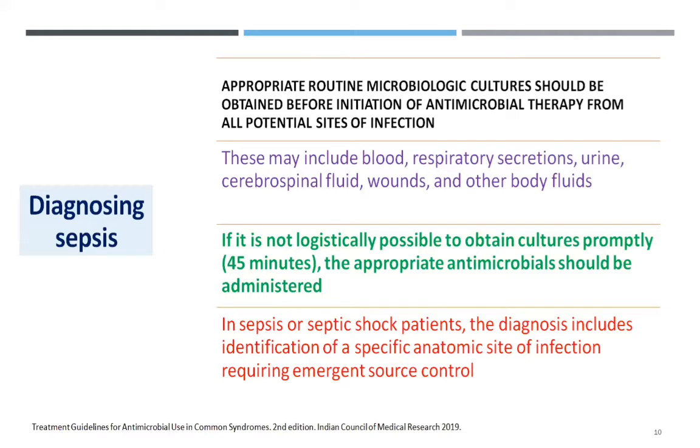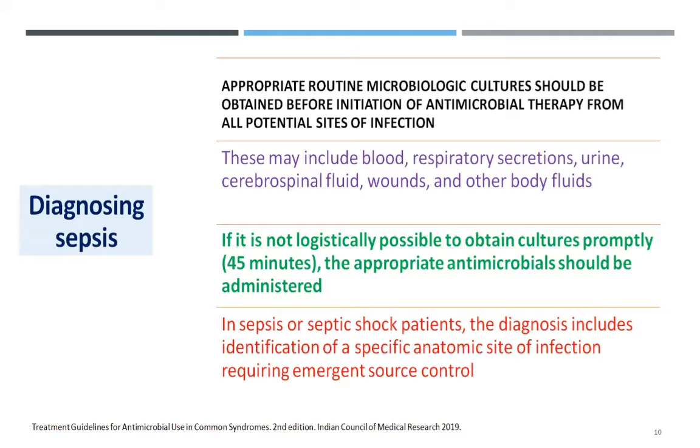Now let's consider a few points in diagnosing sepsis. Appropriate routine microbial cultures should be obtained before initiation of antimicrobial therapy from all potential sites of infection. If an empirical therapy has already been initiated, then before the next dose of the antibiotic or antimicrobial, blood cultures or cultures from any such potential site of infection can be taken. This may include blood, respiratory secretions, urine, cerebrospinal fluid, wounds, and other body fluids.